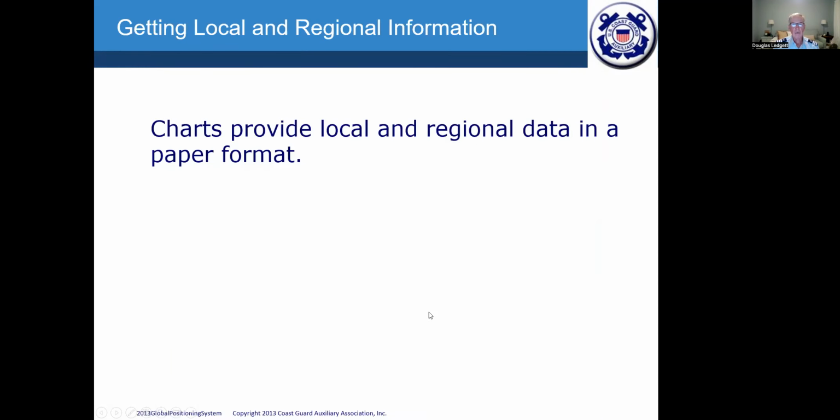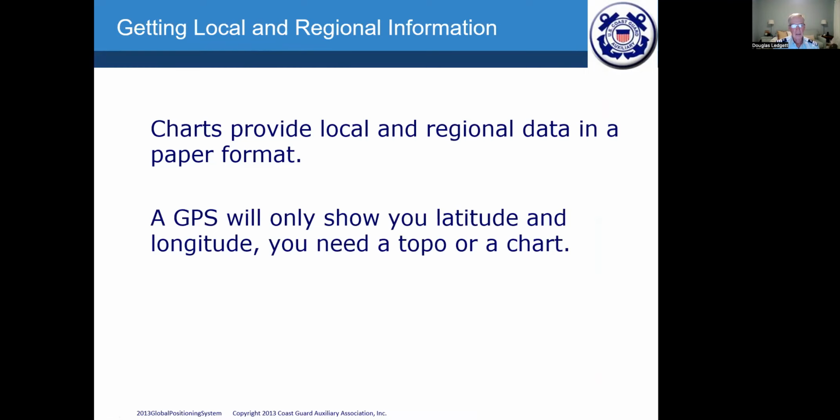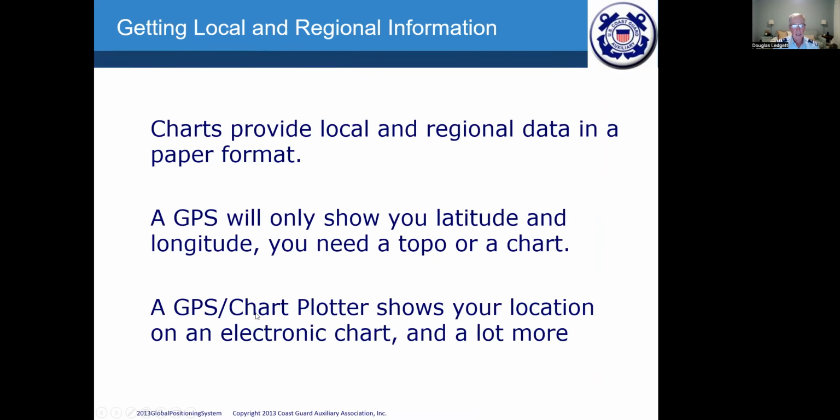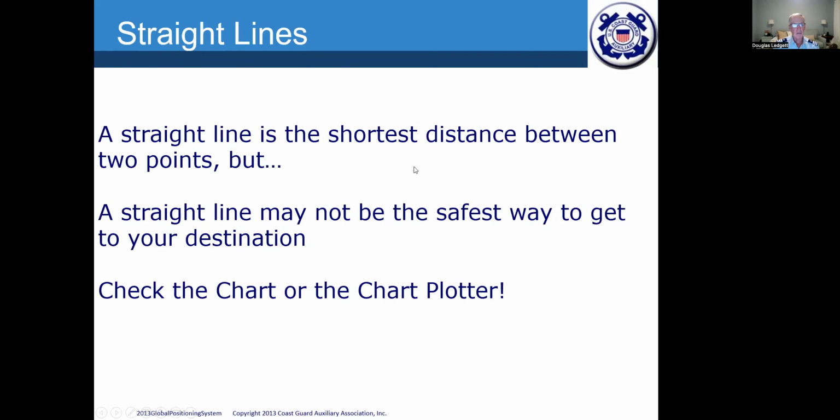So, getting local and regional information: charts provide the local and regional data in a paper format. If you had just a GPS, it shows you latitude and longitude, but you don't really know what to do with that. It tells you where you are on the Earth at any one particular moment at a spot, but you can't do any plotting from there unless you have a chart plotter. And those are things that we'll talk about in another session.